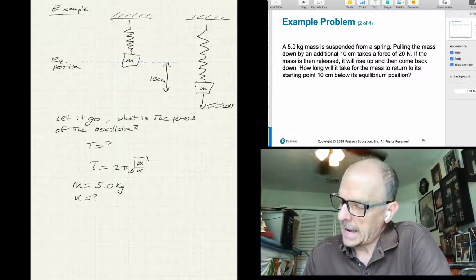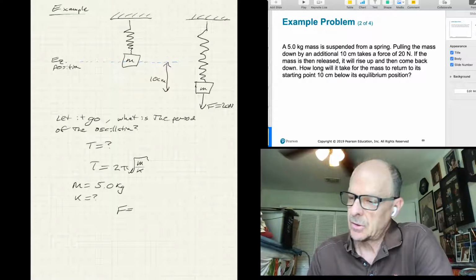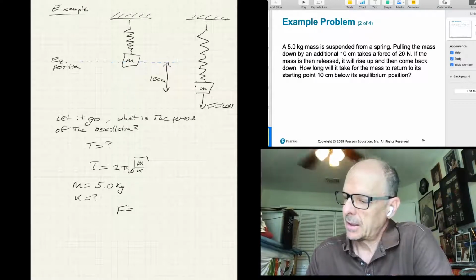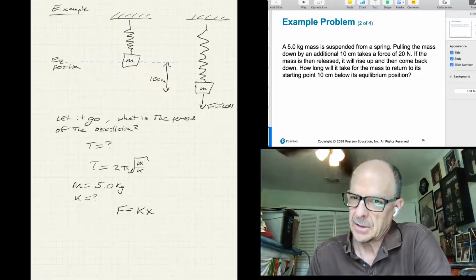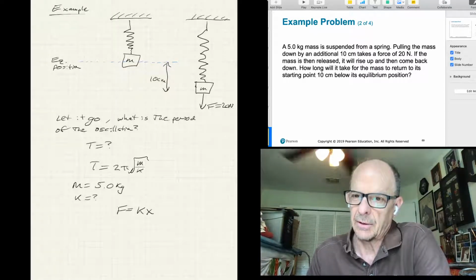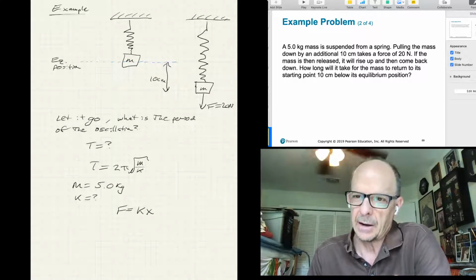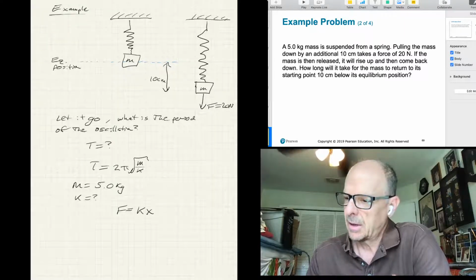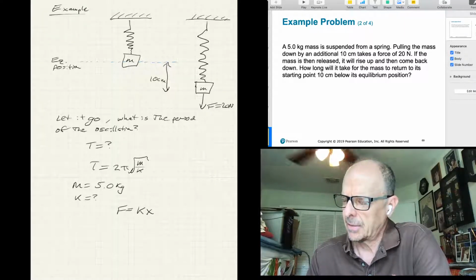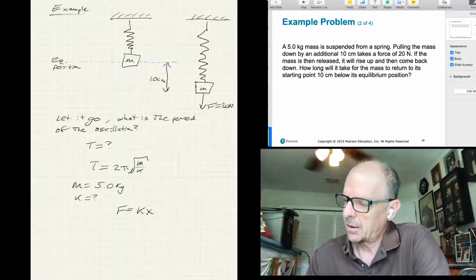Well, for that, we need to remember that the relationship between the spring constant and a force is F equals Kx. The force required to extend a spring by a certain amount is given by F equals Kx. This is in chapter 8, which we skipped, but I introduced it earlier. I can't remember whether I introduced it in chapter 10 or earlier in chapter 14, but this is called Hooke's law.